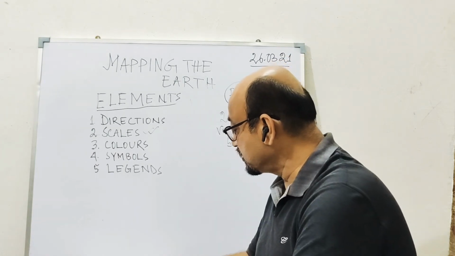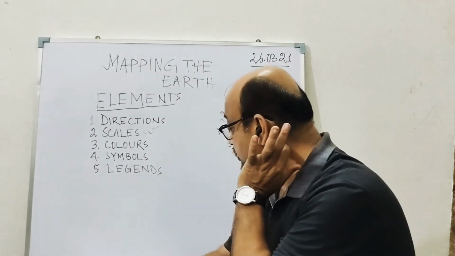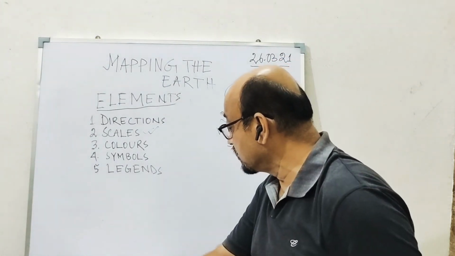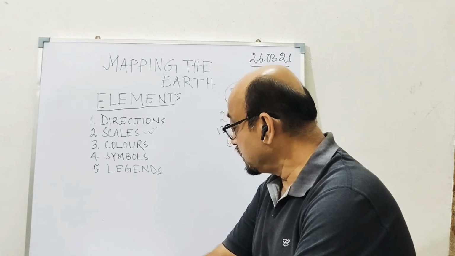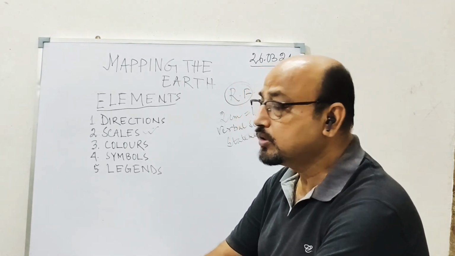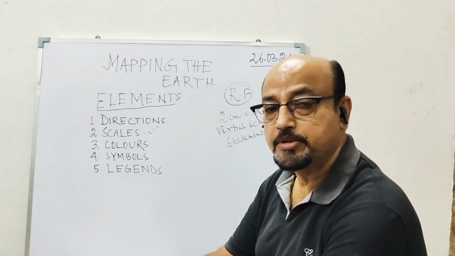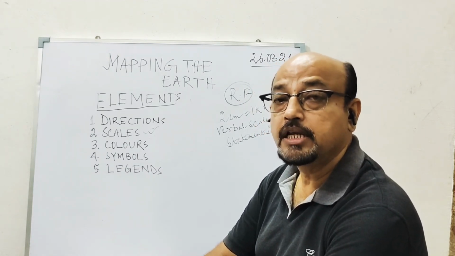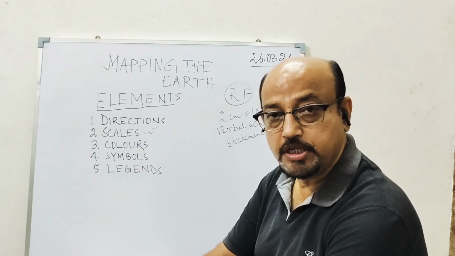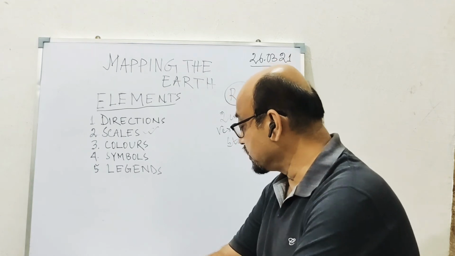So all of you have understood the verbal scale represents the relationship between distance on the map and the distance on the ground. In other words, 1 centimeter represents 5 kilometers. So if the distance on the map between two places is 2 centimeters, that means on the ground it will be 10 kilometers. If 1 centimeter equals 5 kilometers, then 2 centimeters equals 10 kilometers.